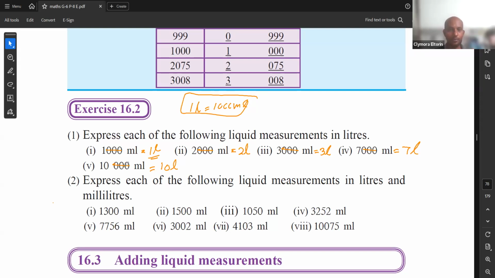Take that short way. Hurry. For the next part, you can do 16.2 yourself. Write the exercise name 16.2, copy the question, and also write the answer with me.